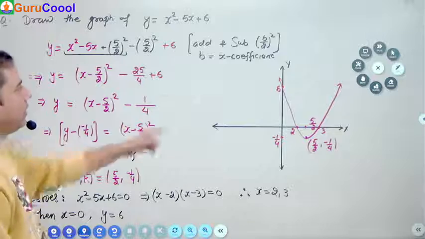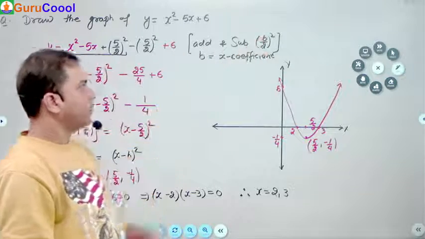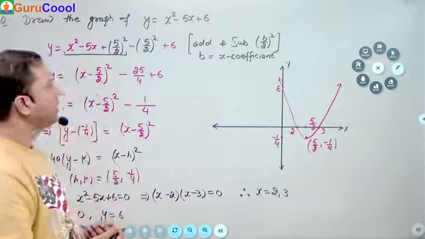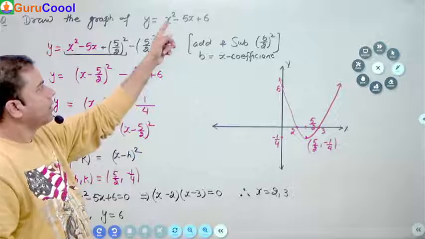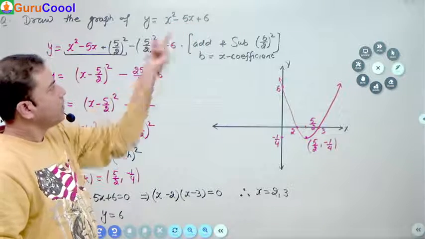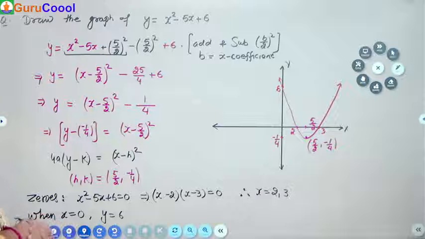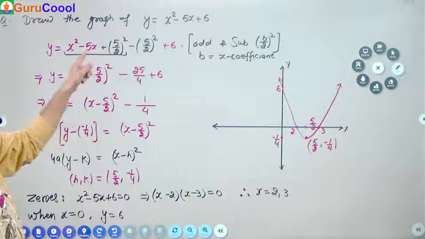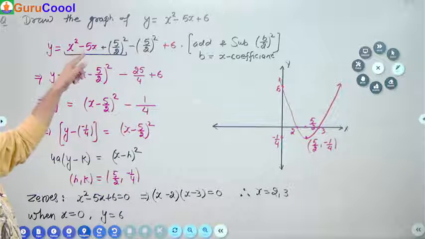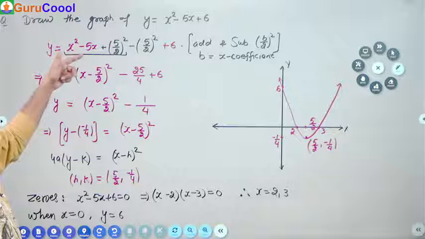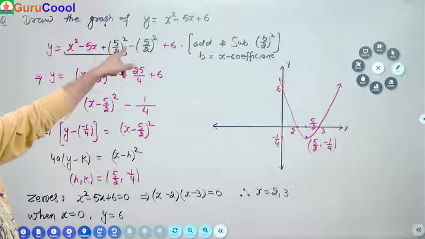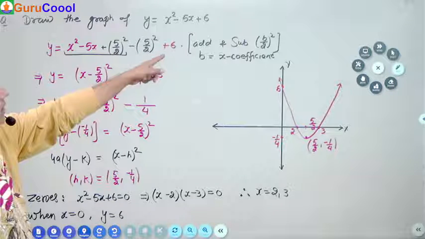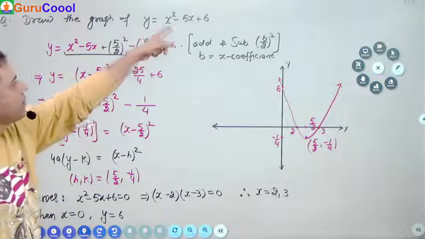For that, we have to add and subtract (b by 2) whole square. b means the coefficient of x. The x coefficient is always known as b. Generalized, I hope you remember, ax square plus bx plus c type. So the x coefficient is considered to be b. When you add and subtract (b by 2) whole square, here the b value is minus 5. If you take minus 5 and divide it by 2, it is minus 5 by 2. Square it, it becomes (5 by 2) square. Add and subtract. Remaining terms are as they are, plus 6 at last.